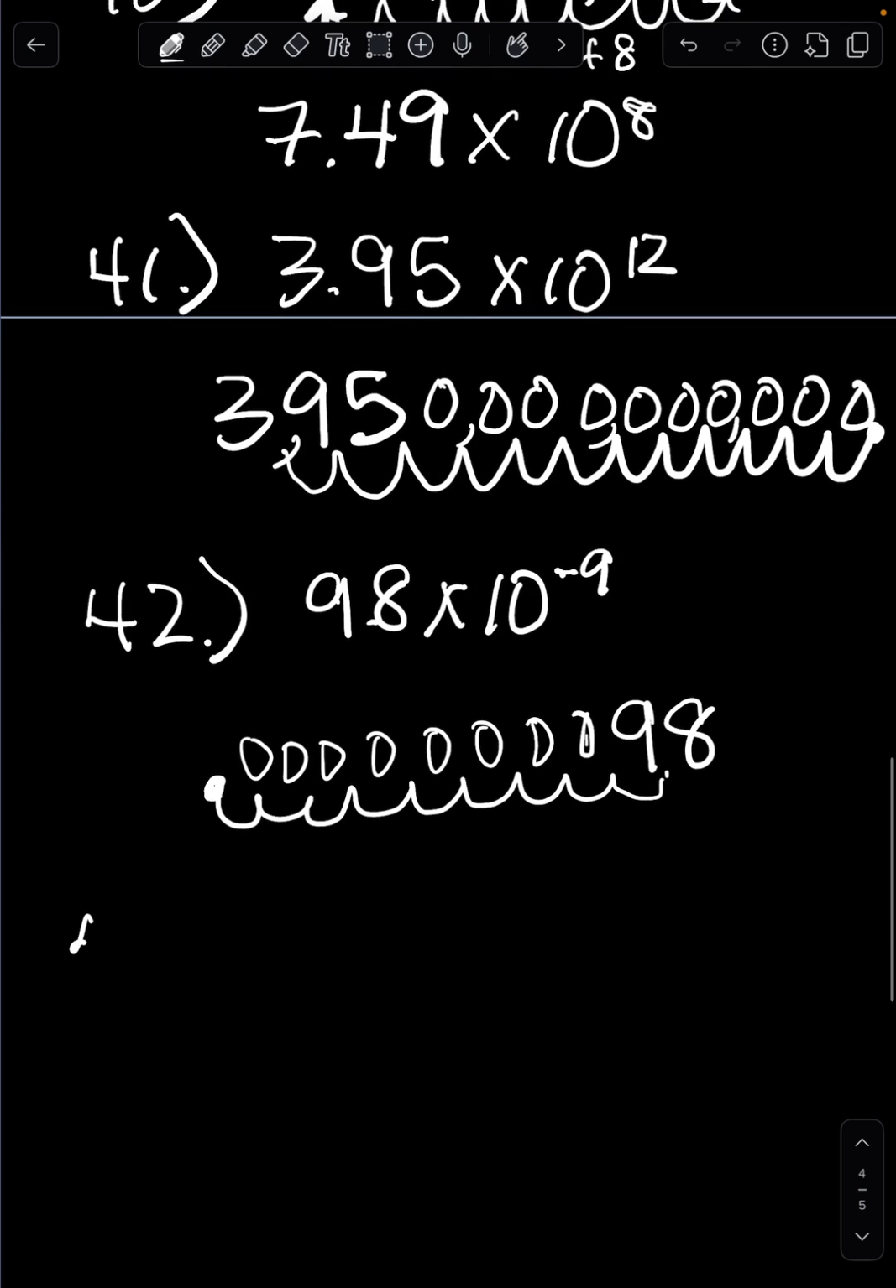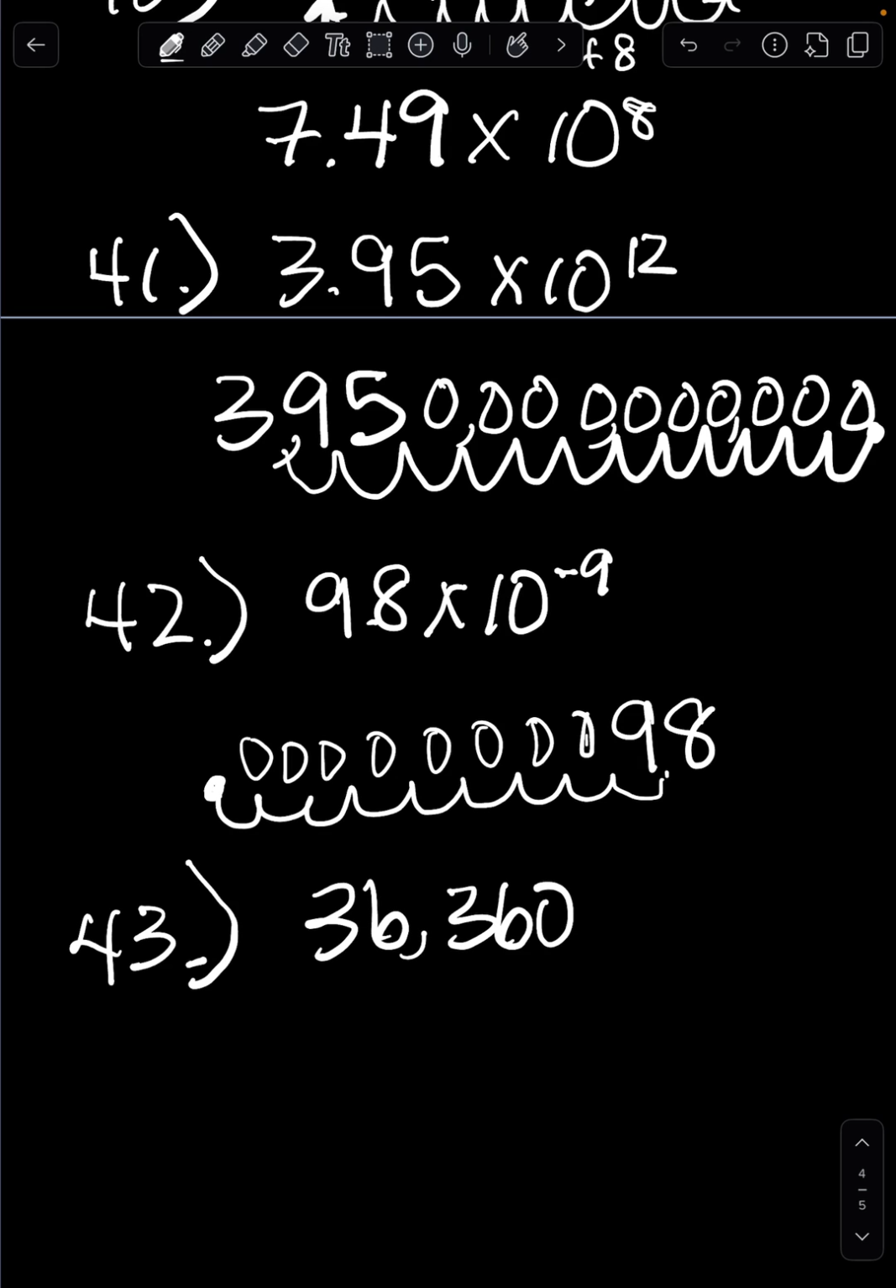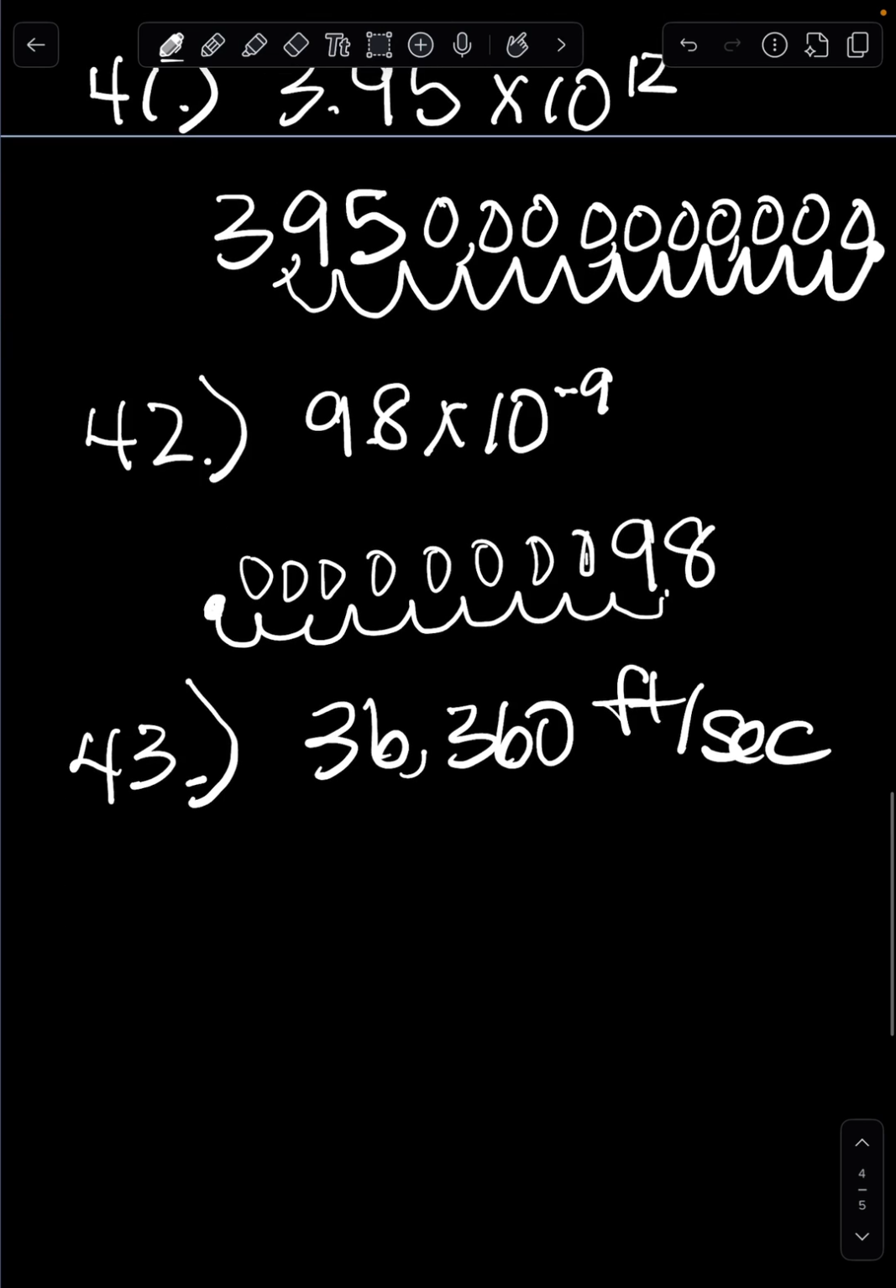Number 43. Write 36,360 feet per second, the maximum speed of the Apollo 11 spacecraft during its return from the moon, in scientific notation. So 36,360 feet per second in scientific notation. Okay, so again, I need a number between 1 and 10 not equaling 10.